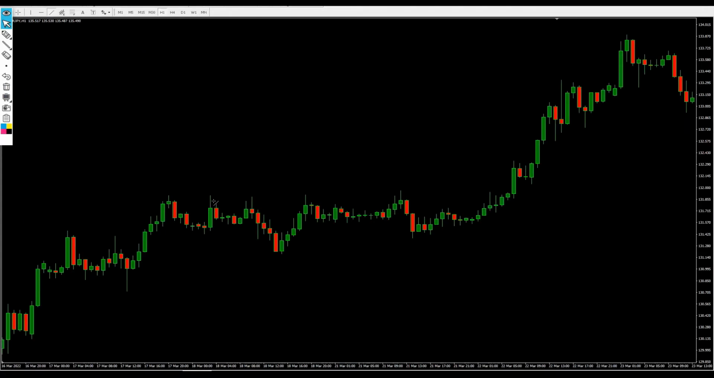On this trend line from this pivot to this pivot right here, as you can see, there's not sufficient consolidation between these pivots.